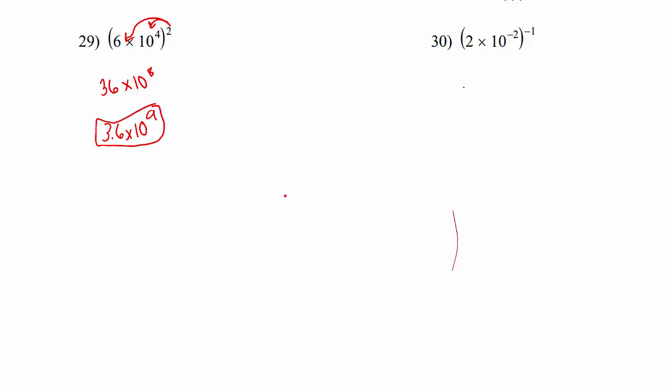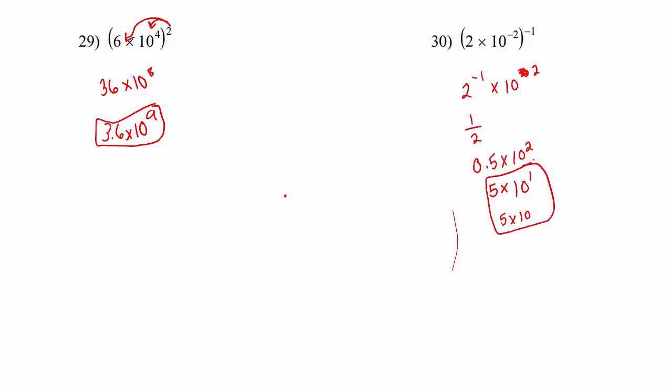Here, these both need the negative 1 power. That should be squared. Now, 2 to the negative 1 is really 1/2. And 1/2 as a decimal is 0.5. So what we're getting is 0.5 times 10 squared. We need to make it bigger, just like what happened on 28. This is 5 times 10. We made it bigger, so we subtract 1. 5 times 10 to the first, or just 5 times 10. And that's our exponent rules and scientific notation.